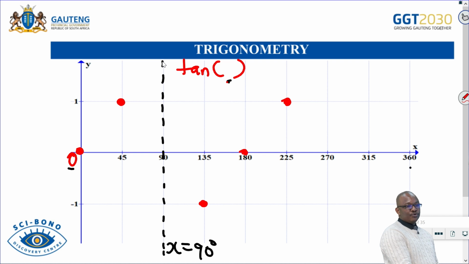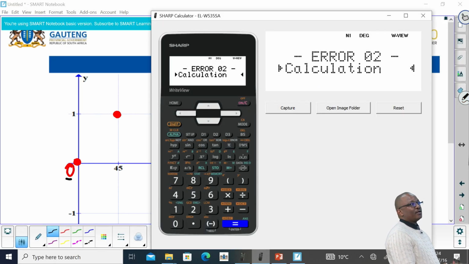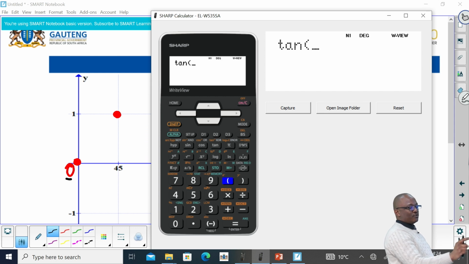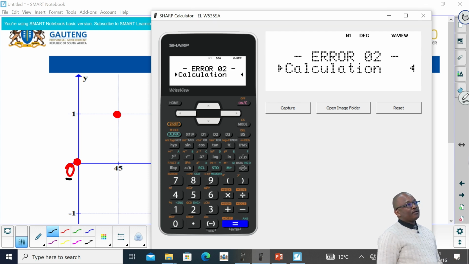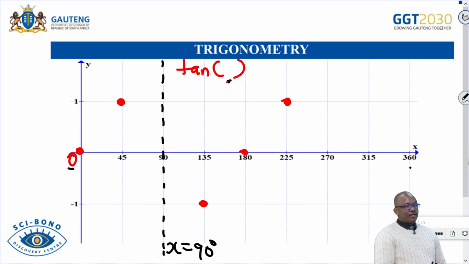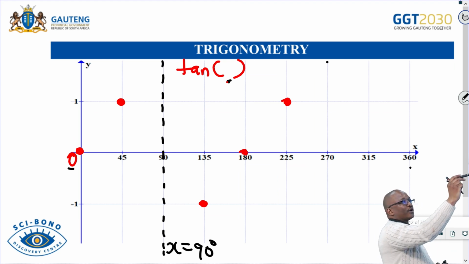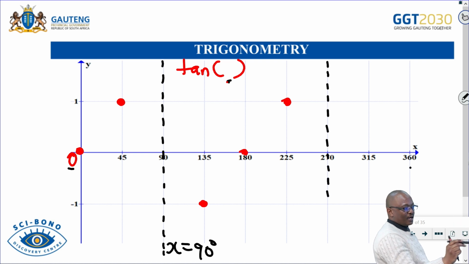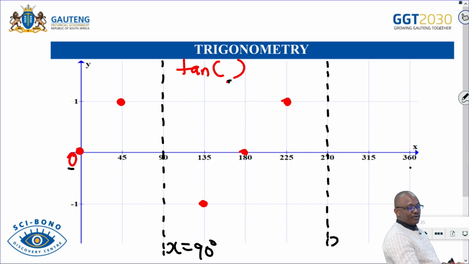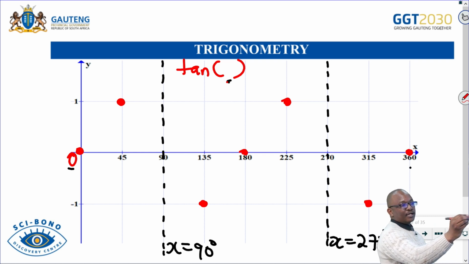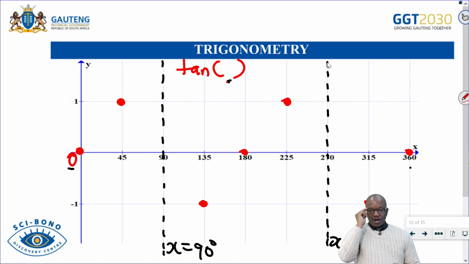Then also, if you look at tan 270, you will find that our graph there will be undefined as well. So at 270, we are also going to have an asymptote. Correct. So the equation is x is equal to 270. Then when we say tan 315, you will get negative 1, and tan 360, you will get 0. So those are the points for our graph of tan.